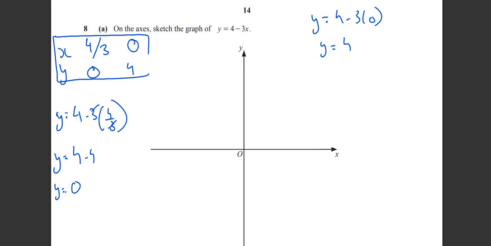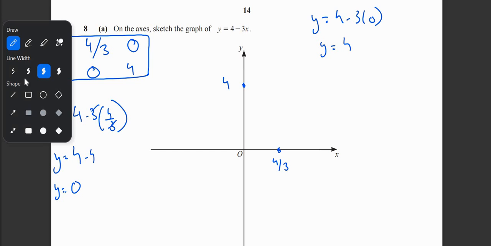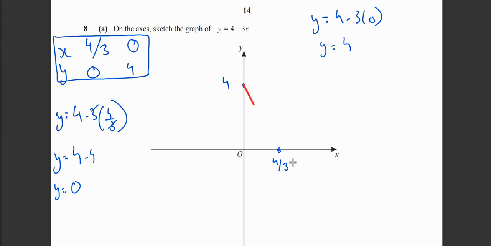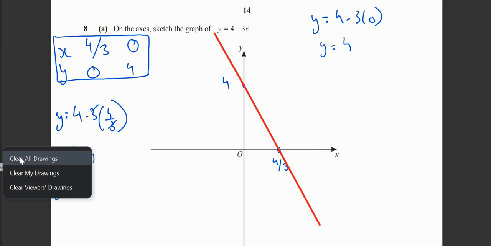Now, where is x equal to 4/3? x is 4/3 over here, and y is 0. And y is 4 over here, and x is 0. So you will now make a straight line. I'm unable to make a straight line, but okay, just give me 1 minute. So you will make a straight line like this, and this is going to be your answer for this question.